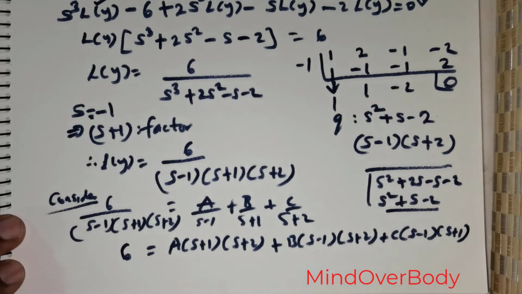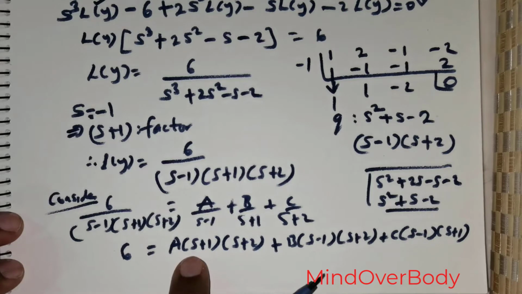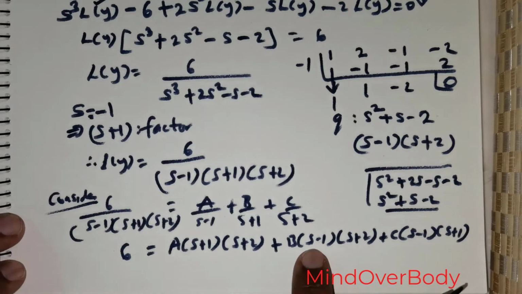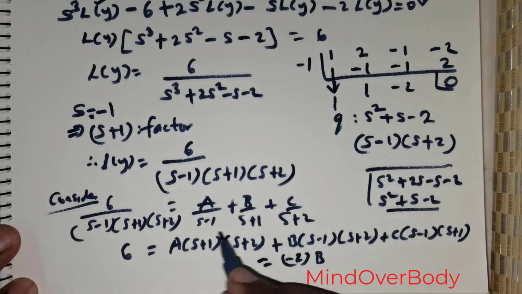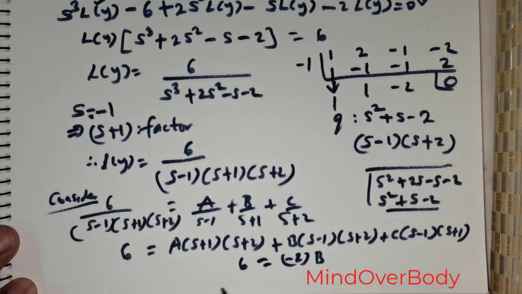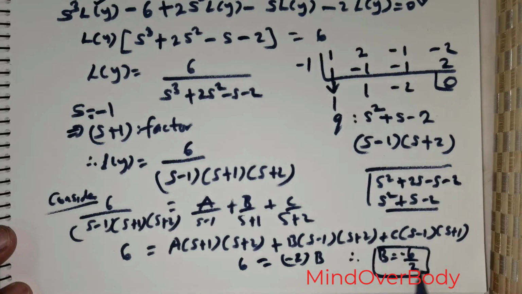On the left side I got 6. So clearly I can take the value of s to be negative 1. If s is equal to negative 1, this will vanish, this will vanish, and this will stay. Over here all these things will vanish, giving me 6. So the value of b is 6 over 2 with a negative sign. I can just retain it as it is.